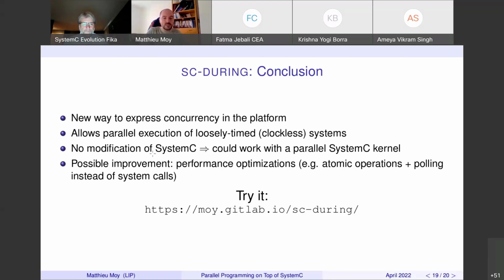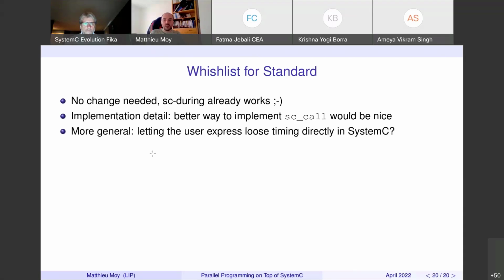Okay, so the conclusion on sc_during: this is a new way to express concurrency in the platform, especially targeted on the notion of duration instead of instantaneity. It allows parallel execution, and it's really targeted on loosely timed platforms where we don't have clocks and so on. I don't modify SystemC, so it can be used on top of a parallel SystemC kernel. And I already talked about the potential performance improvement. And we're here to talk about potential evolution for the standard. So there's a very simple answer: nothing. It already works. sc_during works without modification, neither of the standard nor of the implementation.